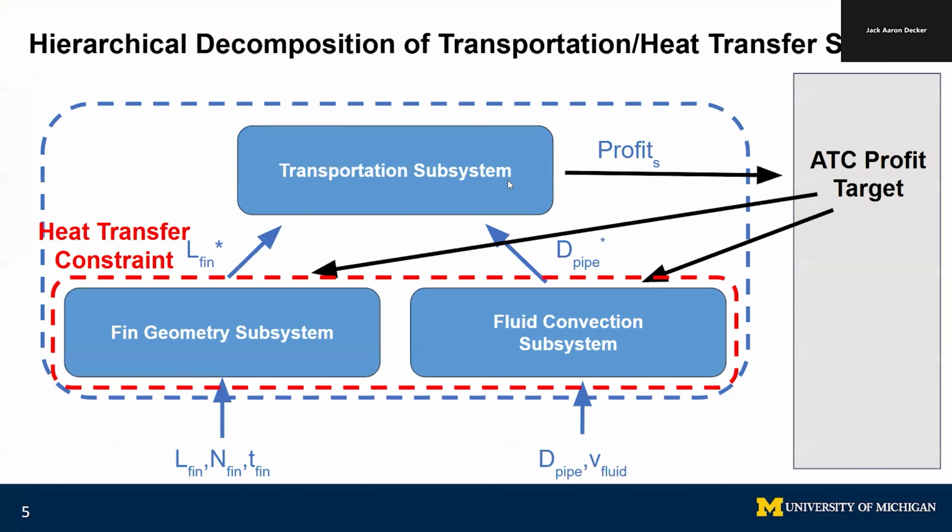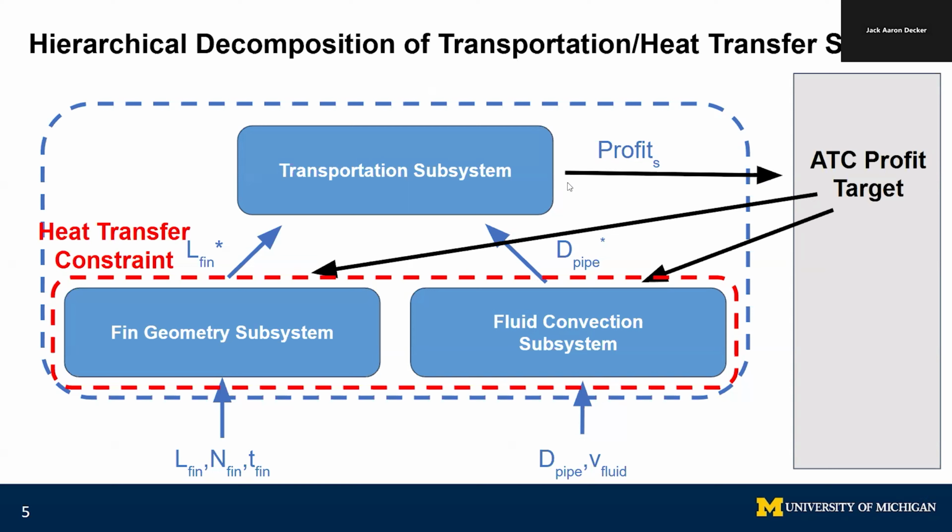Next up, we're going to talk about our optimization model here. Here's a hierarchical decomposition of the transportation and heat transfer system. We have the two lower level subsystems, which are fin geometry and fluid convection, leading all into the transportation subsystem, which is giving a profit, which we have a target profit set, and we're adjusting that. We're taking that response and adjusting our two lower level subsystems accordingly.